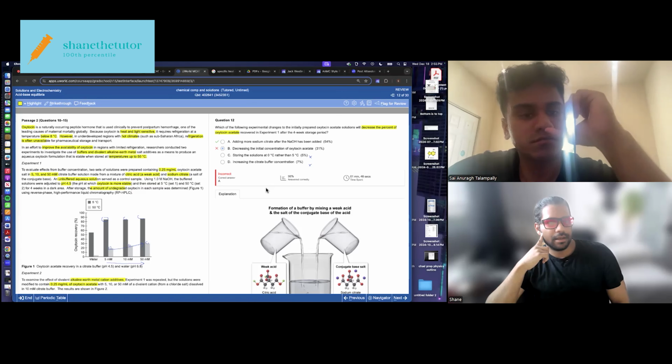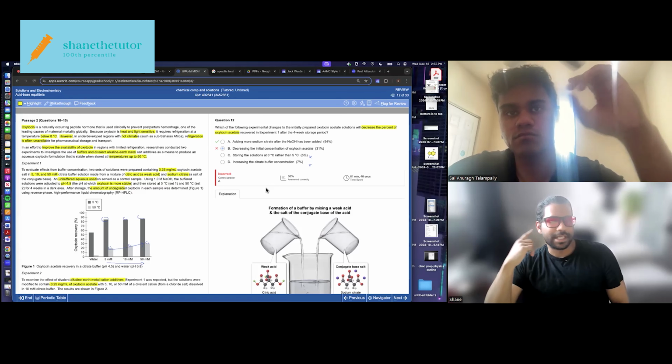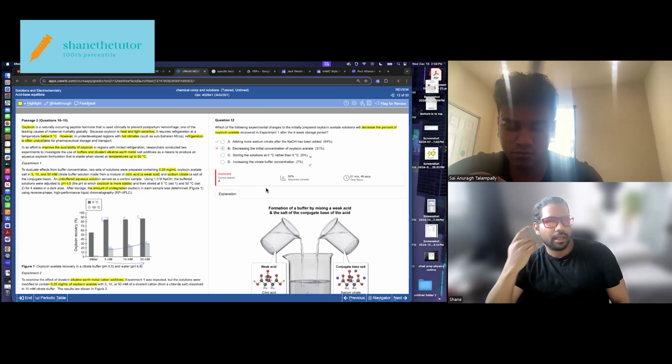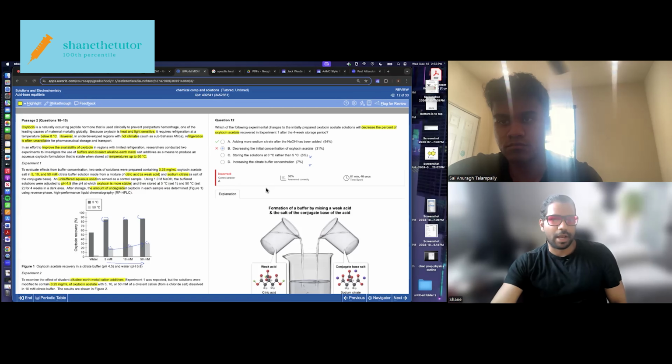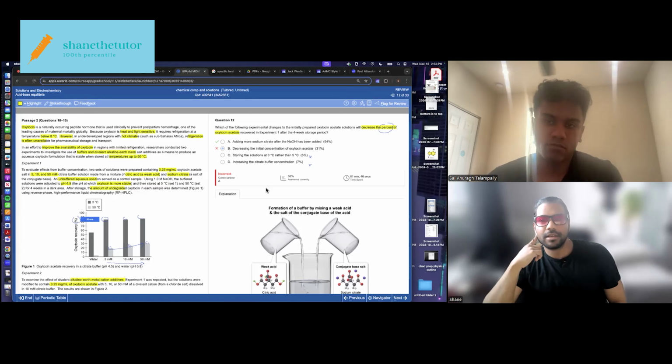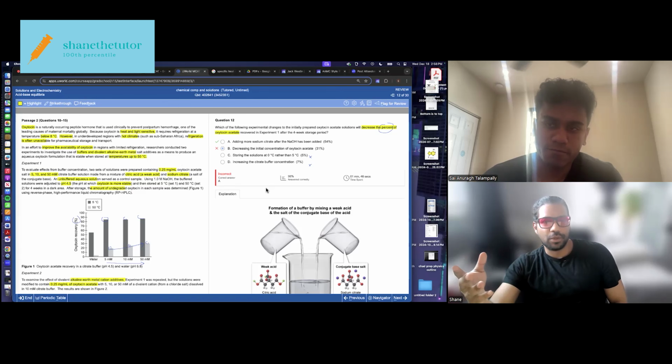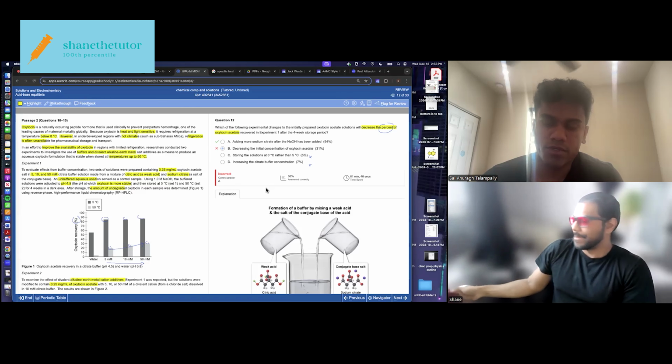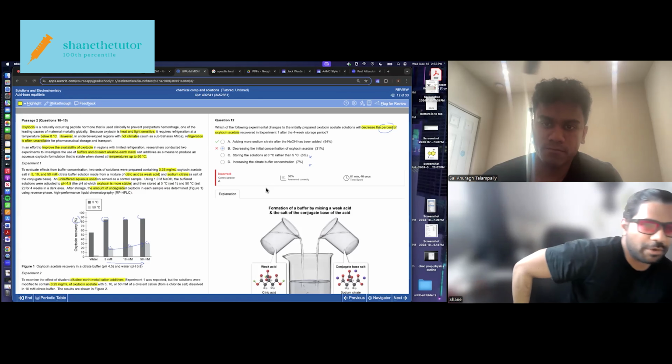Oxytocin acetate. If you decrease that initial concentration, sure, you'll have a decrease in the amount of oxytocin acetate recovered, but they're asking about the percent. And this is the percent of oxytocin recovered. So if you decrease the initial concentration, you might decrease the amount that's recovered, but the percent recovered shouldn't change, right? Yeah. So B would be out.